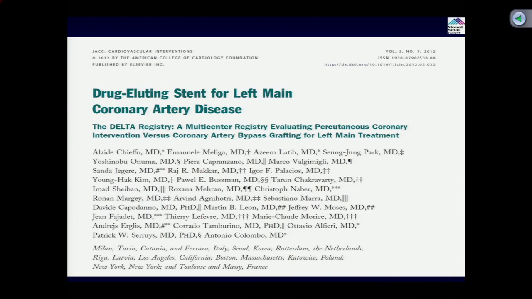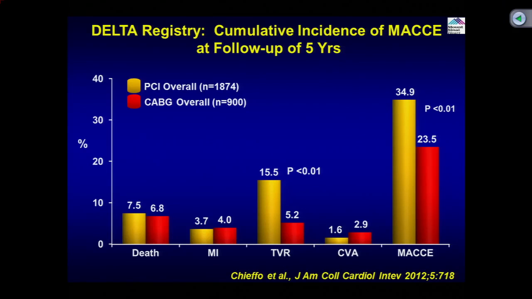Then the data on the DELTA registry, these are 12 centers, all cases, whether they went for CABG or PCI. This was a large number of patients, about 3,000, published a few years ago. Overall, it showed that two-thirds were distal left main and the others were proximal and shaft lesions, and there is clearly an incidence favoring CABG compared to PCI. This is not a randomized trial, but a registry.